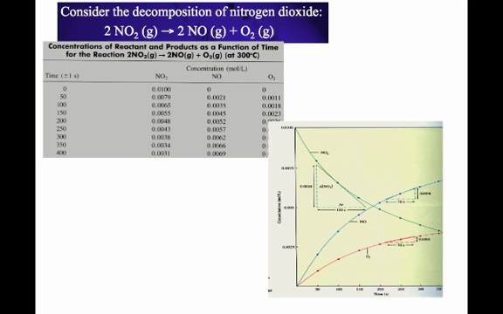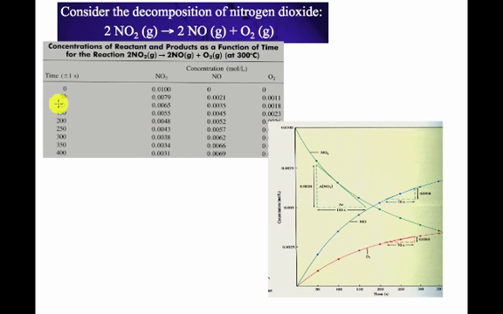Alright, so let's take a look, for example, at the decomposition of nitrogen dioxide. We want to talk about how fast this reaction is undergoing a change, or a decomposition, into nitrogen monoxide and oxygen. We're going to talk about ways of experimentally collecting this data when we do some experiments for kinetics.